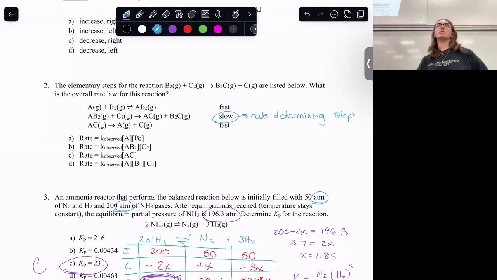So what step do we write the rate law for? We write it for the slow one, right? We write the rate law for the rate determining step because it doesn't matter about the other steps along the way. We have to get through that slow step in order for the reaction to happen. Everything else is going to be fast. So the rate law is determined by the rate determining step. So how are we going to write the rate law for step 2?